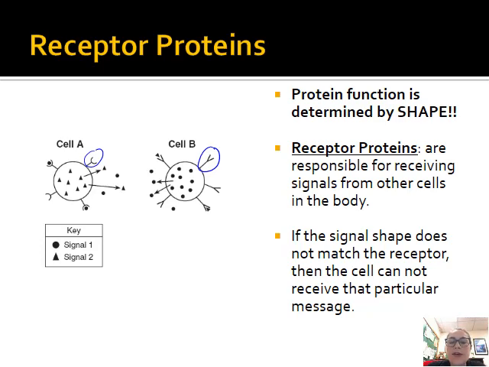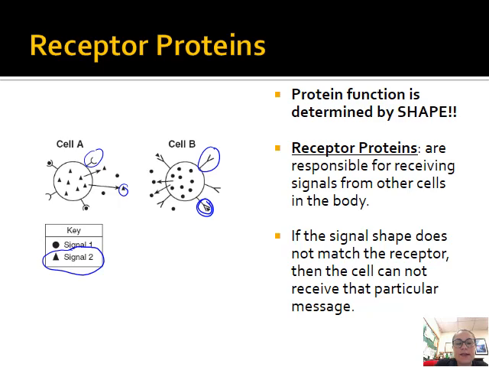So we use the shape of proteins called hormones to communicate from cell to cell. And if we don't want to talk to one cell, then we just make sure that the shape of the message only matches the shape of the receptors of the cell we're trying to communicate with. So if we look at this picture over here, we notice that cell A can send signal 2, which is in the shape of a triangle. And you can see that this triangle fits inside this receptor protein.